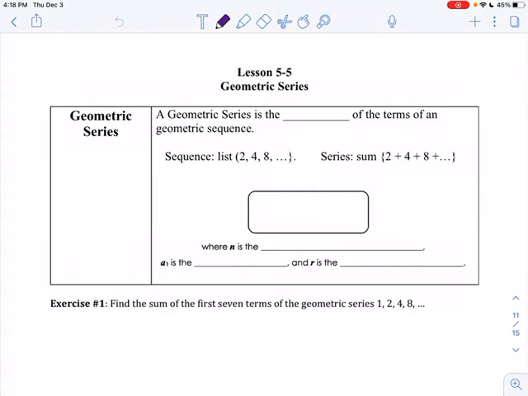Hi Algebra 2, this is Unit 5, Lesson 5, and today we're going to talk about geometric series. So a geometric series is the sum of the terms of a geometric sequence. Remember, a sequence is just a list of terms.